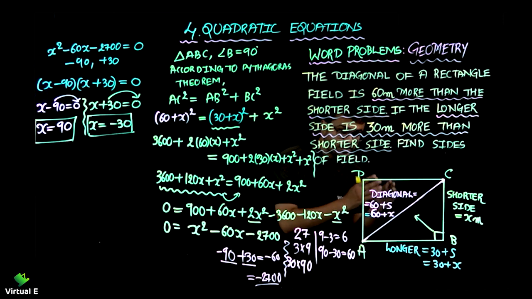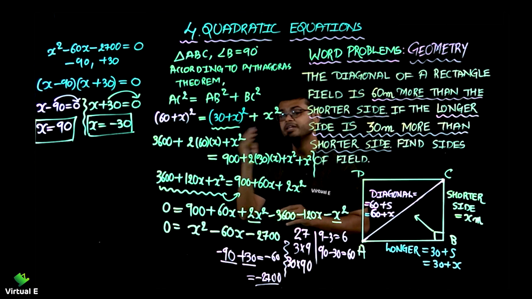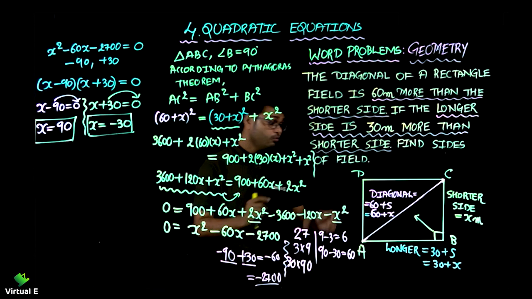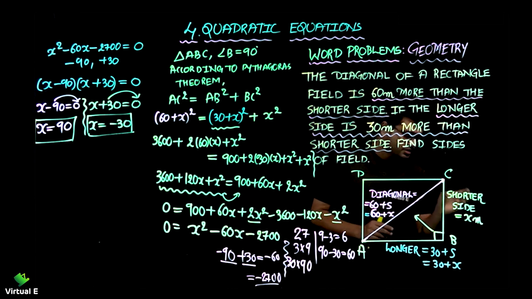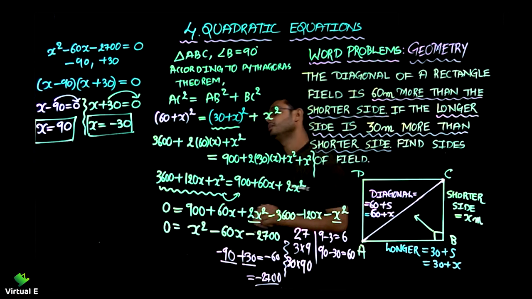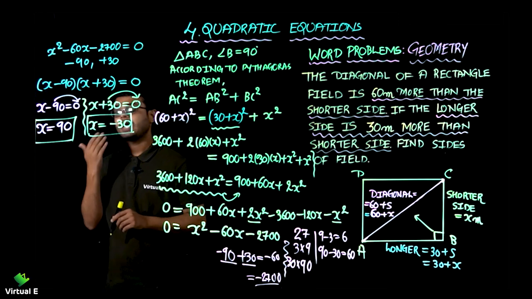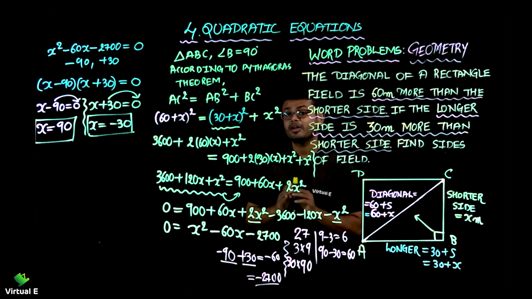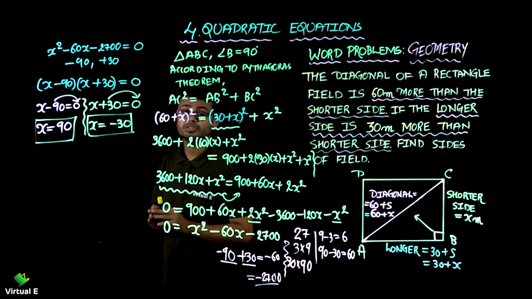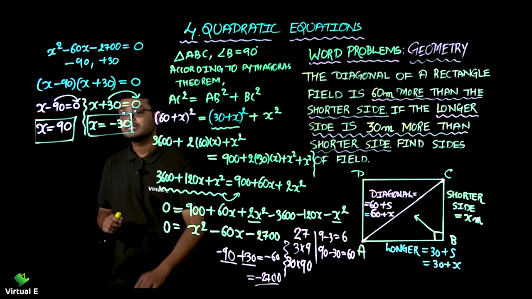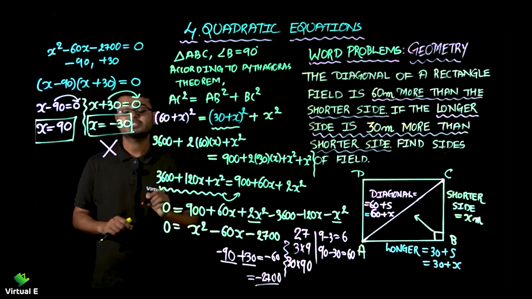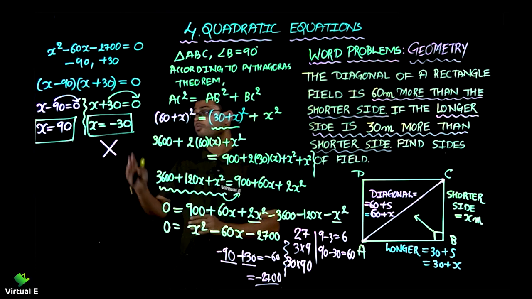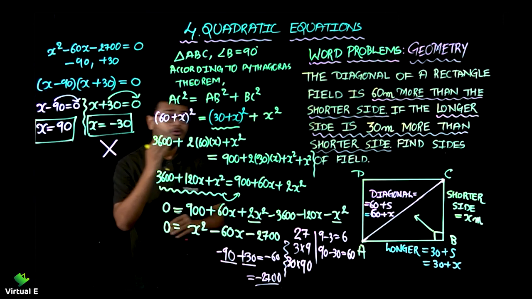Now let's come back to the question. After getting the solution, always read the question. Very good idea. You'll be able to judge the answer. Now what is x? X is the shorter side in meters. Now either you take 90 meters or you take minus 30 meters, and we know length cannot be a negative number. So we are going to discard this solution, which is x is equal to minus 30. We cannot use it. Length cannot be negative. So what is my solution? X is equal to 90.